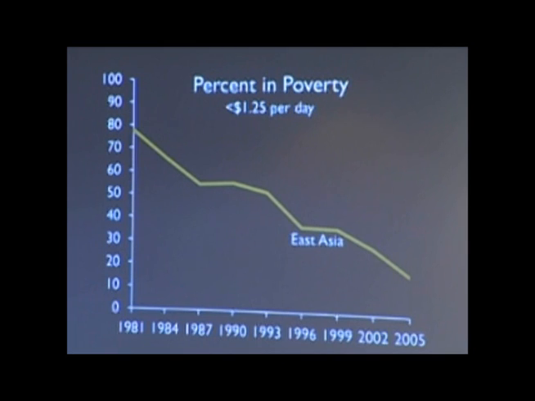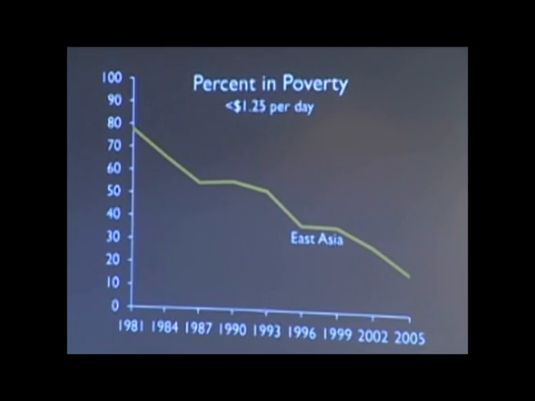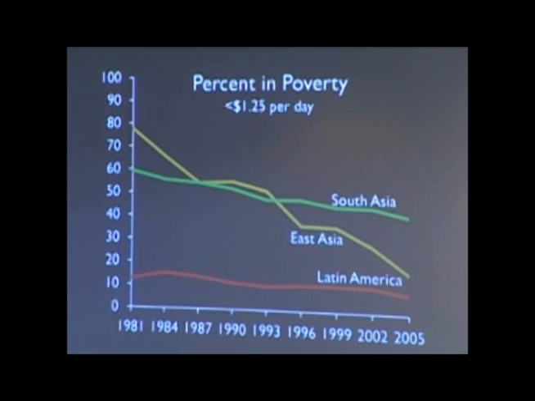If we look at different regions, East Asia, which would include China, has by far the most dramatic decline. It's a staggering improvement from about 80% in poverty to about 15%. Latin America had low poverty to begin with. It hasn't improved a lot, about 10%. It's been declining a little. South Asia, including India, has had a decline from 60 to about 45%.